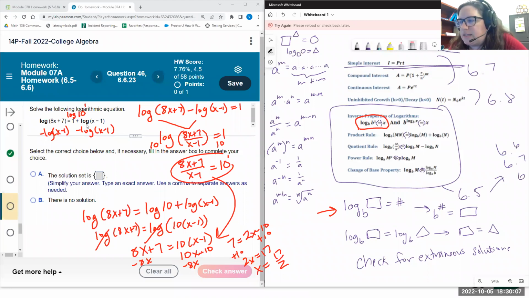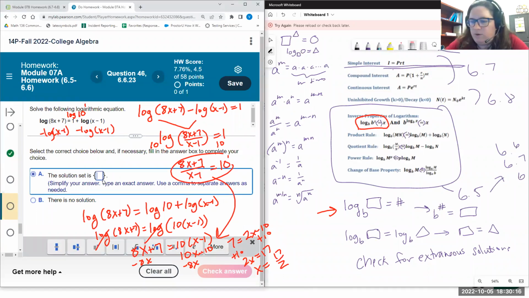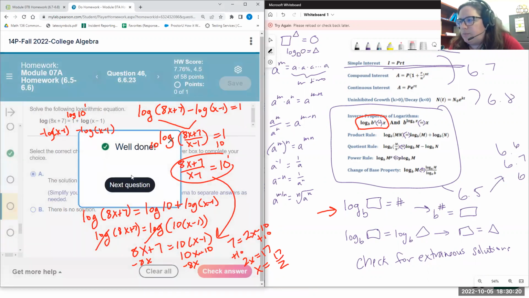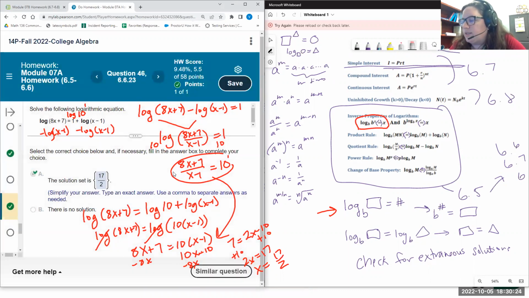And double check, let's see, 17 halves is bigger than 1, so that's fine. And then the 8x plus 7, as long as I have something positive, it's certainly going to work. So nothing to cause that solution to be extraneous. I always just double check when I'm doing these just in case I mess something up along the way. But that would be the process. A couple possible processes when you have that mix of logs and numbers.